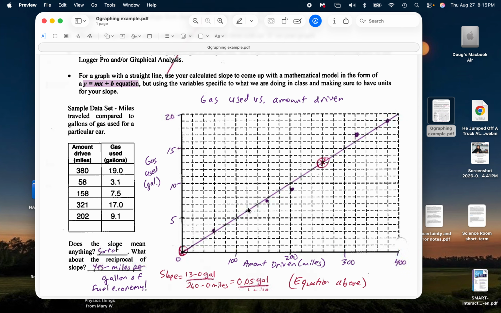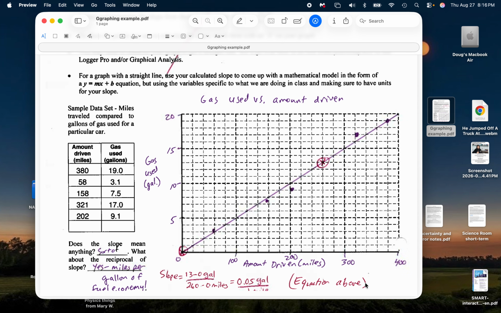So I made a line of best fit. Notice it doesn't have to touch all the dots. Some dots are above, some dots are close to the line, and some dots are below. So when I do that, I'm going to get the slope. So I choose these 2 points. I have 13 gallons here, 0 gallons here. So 13 minus 0 gallons are my 2 y-axis values. And then 260 minus 0 miles are my 2 x-axis values. 260 down here, 0 right here. So unfortunately this got cut off, which is annoying. So that ends up being a slope of 0.05 gallons for every 1 mile.